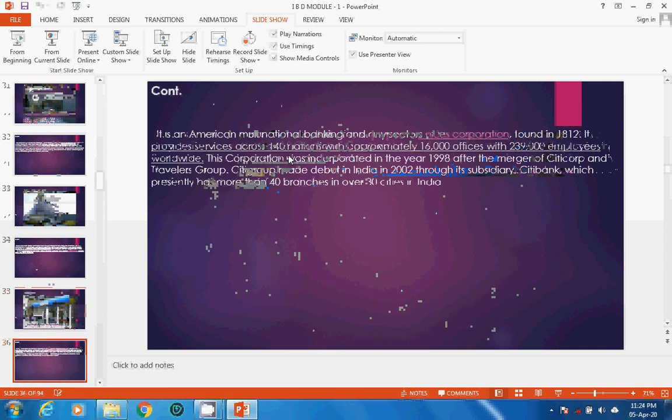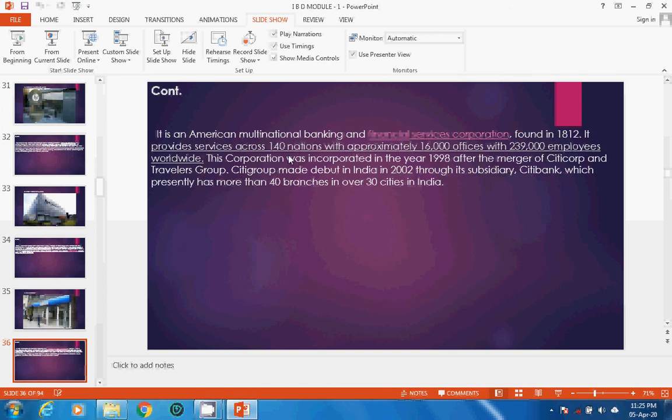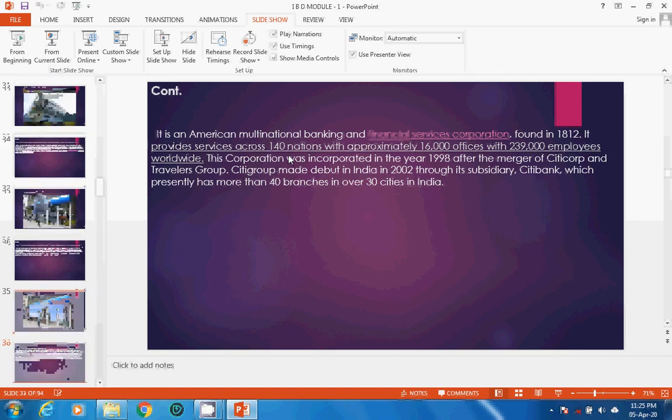Citigroup. It's an American multinational banking and financial service corporation founded in the year 1812. It provides services across 140 nations with approximately 16,000 offices and 239,000 employees worldwide. This corporation was incorporated in the year 1998 after the merger of Citicorp and Travelers Group. Citigroup made a debut in India in 2002 through its subsidiary Citibank, which presently has more than 40 branches in over 30 cities in India.